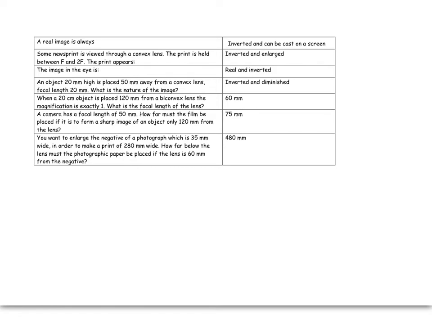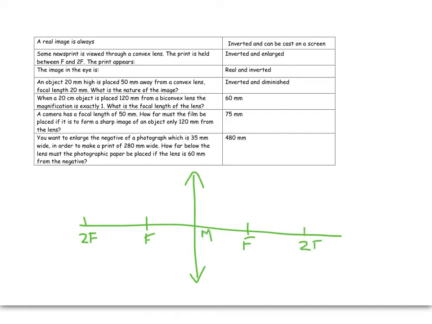So the first question is, what do we know about a real image? Now, real images, if you think about it, let's just do a little recap. When you have a converging lens, you have got points F and 2F. And I'm going to try to use some color coding and put some F and 2F over here.